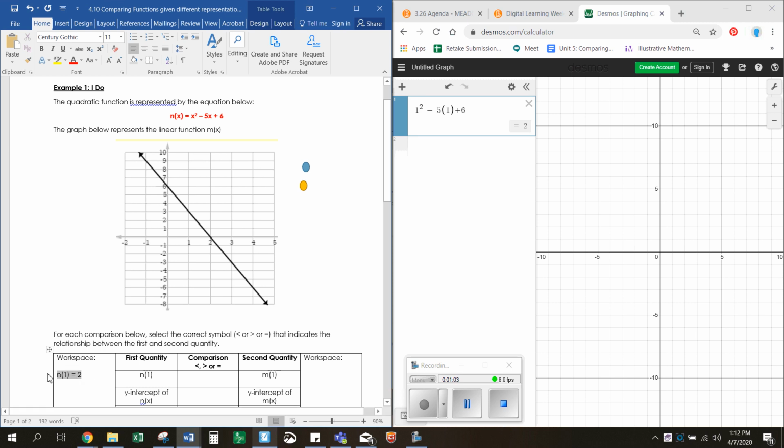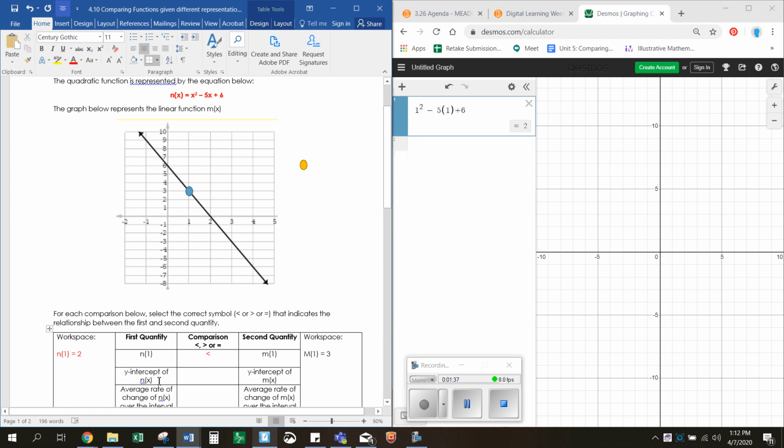All right. And now I have to look at m of 1. For m of 1, I have to go to the x value of 1, and then I'm going to go up to the function. So m of 1 equals my y value when x is 1, my y value is 3. So my comparison here, I'm comparing 2 to 3, and 2 is less than 3.